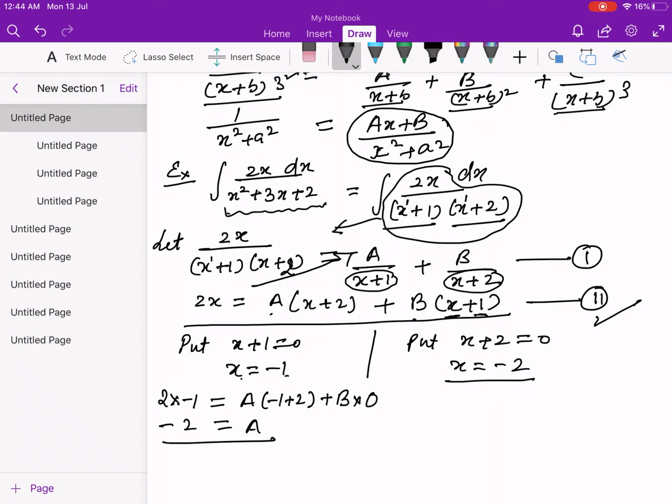Similarly here, put x equals minus 2 in equation number 2. 2 into minus 2 equals a into minus 2 plus 2 plus b into minus 2 plus 1. So minus 4 equals, this is 0, minus b. So b equals 4.